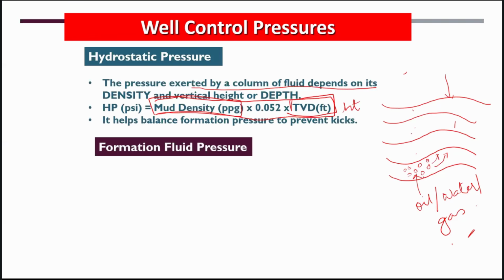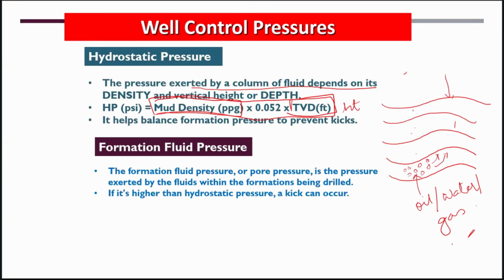How much pressure is that? It is called formation fluid pressure. If we see the definition, formation fluid pressure is the pressure exerted by the fluid which is present in the formation we are going to drill. That is formation pressure. So whenever we are drilling, we are making our well ready for production. At that time, what is our aim? Let's see by example.